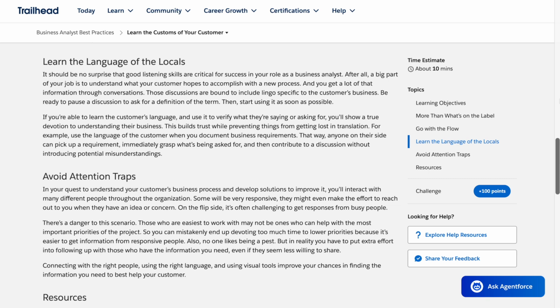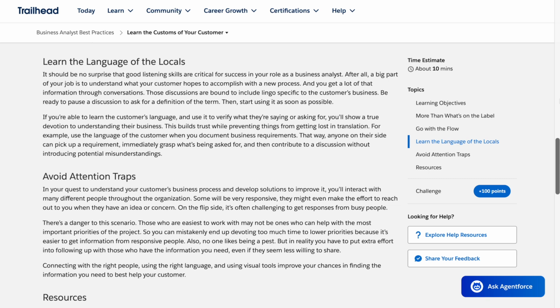Avoid attention traps. In your quest to understand your customer's business process and develop solutions to improve it, you'll interact with many different people throughout the organization. Some will be very responsive. They might even make the effort to reach out to you when they have an idea or concern. On the flip side, it's often challenging to get responses from busy people. There's a danger to this scenario.